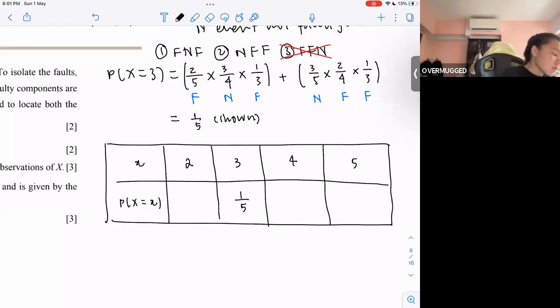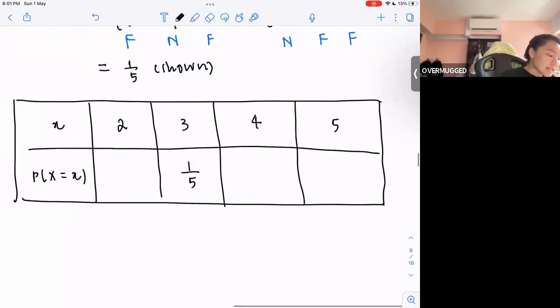Okay, so I'm going to do the one for number 4 with you guys, and then you guys can do number 2 and 5, and then let me know your answer.